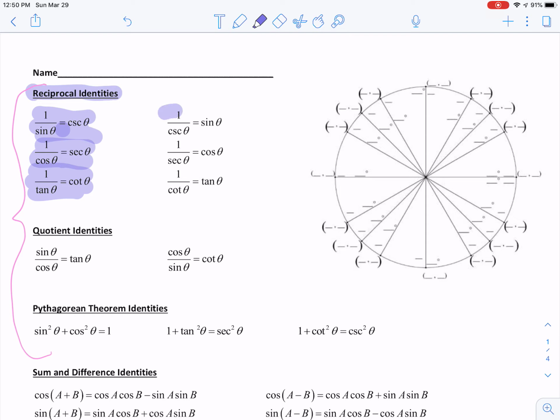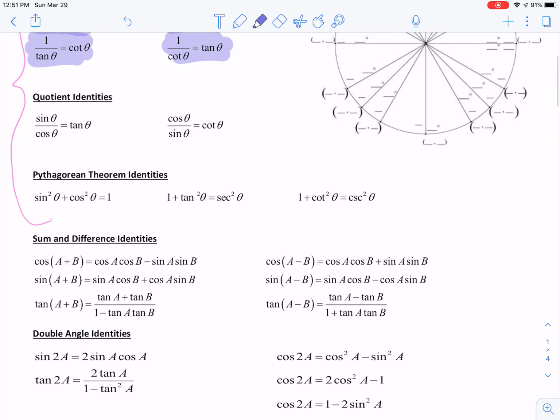Similarly, sine could be replaced with 1 over cosecant. Cosine could be replaced with 1 over secant, and tangent with 1 over cotangent. Okay, all those can be replaced either way. So you already knew those. Hopefully you already knew quotient identities as well. You may not have, but you don't have to have these memorized. You're going to have this sheet that you can use anytime you want.